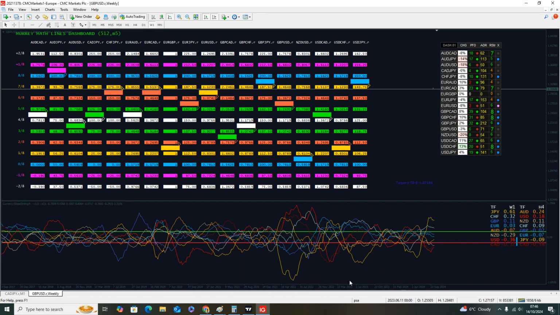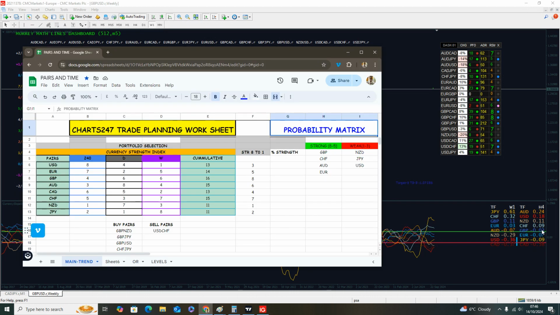This is the weekly strength. We have the JPY still the strongest on the weekly chart, then Swiss, the pound, the euro, the Aussie, that's 4. Australia is 4, New Zealand is 3. So nothing has changed.